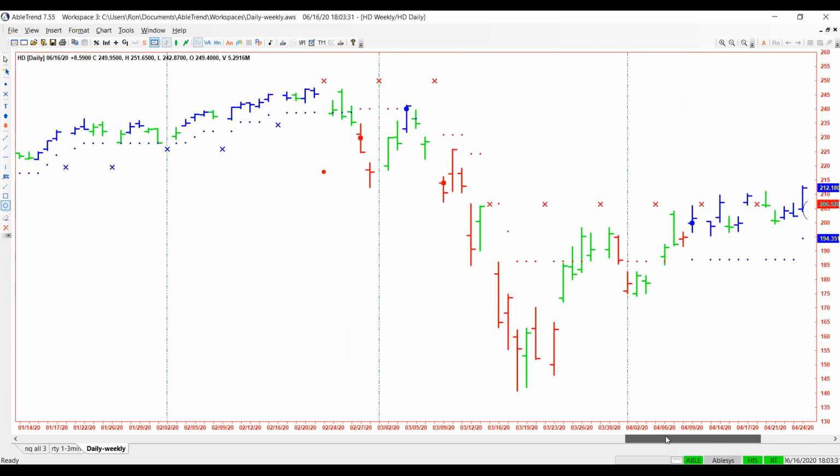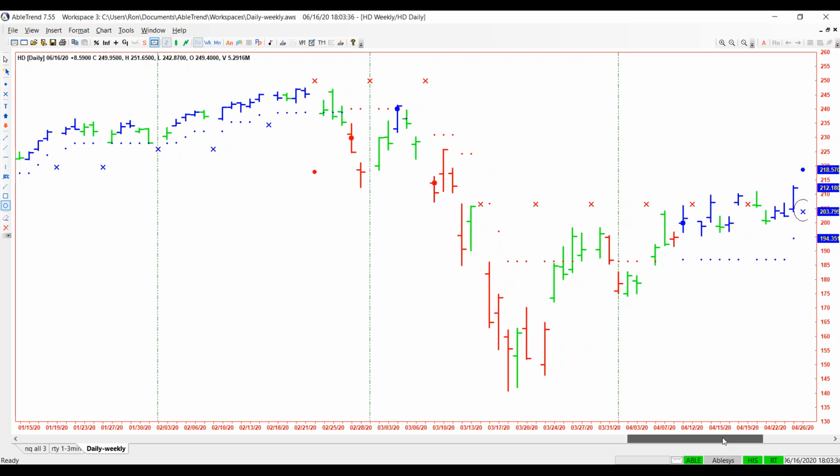Okay, I got blue bars, that's good. And I've got blue dots below, that's good. Now I just need a blue cross. I need the weekly to agree. There it is. So the weekly's on a buy. The daily already was on a buy signal. The daily came in right here.